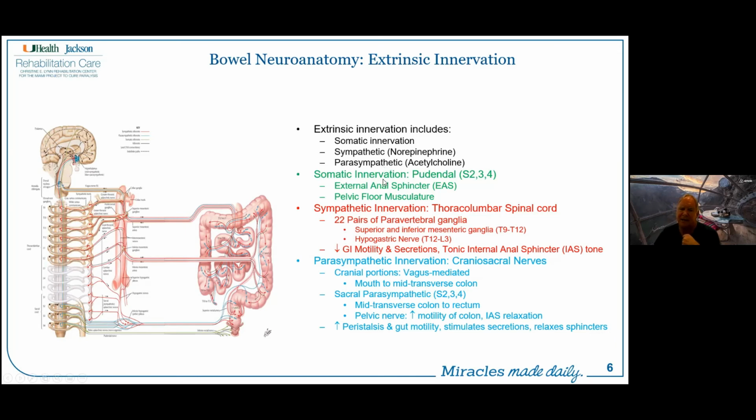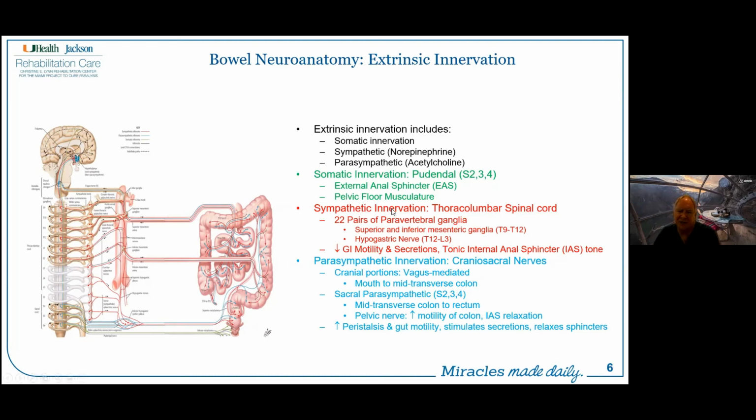So the somatic innervation, remember these are the green lines that are coming down below here. The somatic innervation is limited to the pudendal nerve, which comes from S2, S3, and S4, basically to the external anal sphincter and to the pelvic floor musculature. More on that to come. But these are the only elements of the entire GI tract that we have voluntary control over.